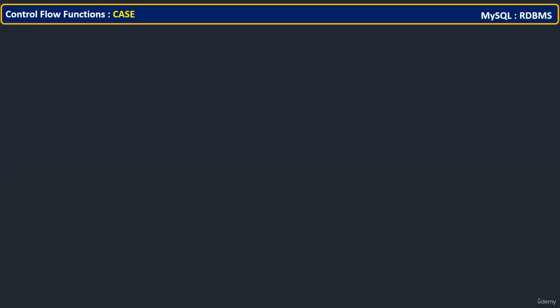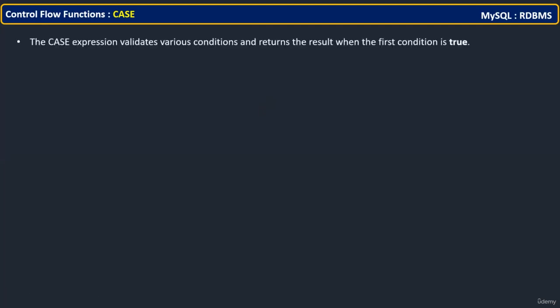Hi. So now let us see another control flow function, that is CASE actually. This CASE is like in our normal programming. Suppose if you take C programming, it is like a switch actually. Whichever condition is satisfied, that part is going to execute. Now let us see how you are going to use it in MySQL.